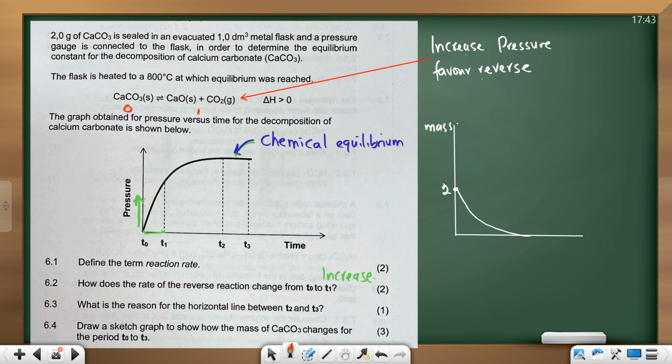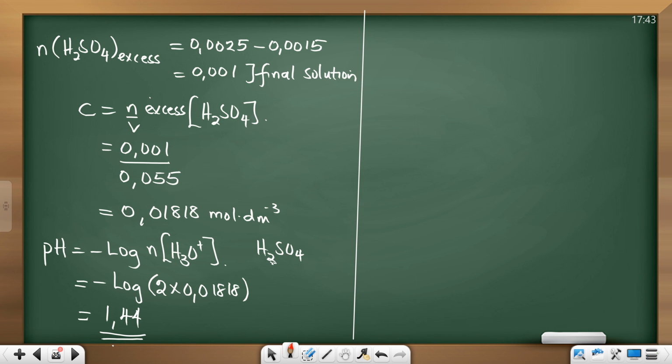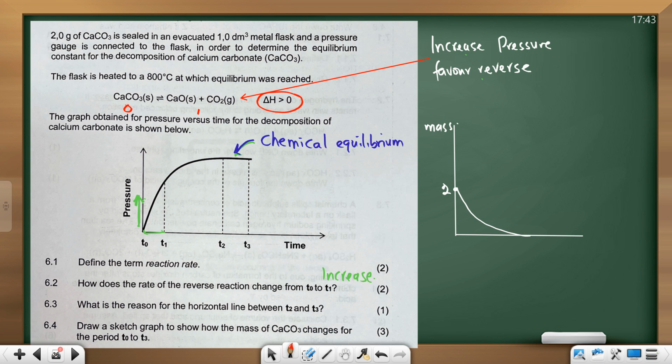We're now talking about equilibrium. What is this reaction? If I see this, it's greater than 0, so it's what? Endothermic. What do we know? Increase in temperature will favor the endo. Which one is the endo? The forward. Now what happened? We decreased what? Temperature. Which one is favored? The reverse. More of this. So we are going to have more and less.